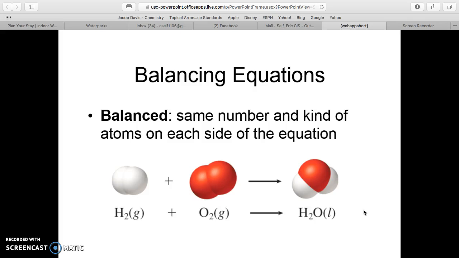Balancing equations, this is where we're going to stop in this particular PowerPoint. It carries on through material which we've already covered. Please make note of stopping on slide 12 here. Make sure you've got all of your notes and all of your practice problems set up and solved before I come check your notes for this section.